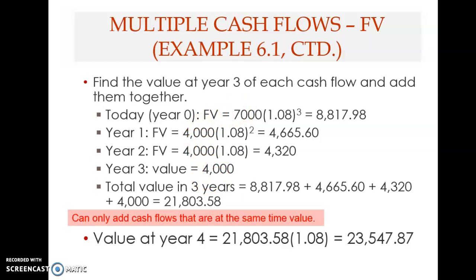You cannot add this 4,000 with this 7,000, because this 7,000 is the value at time 0. This 4,000 is the value at time 1, end of year 1. So you cannot add them across, but you can add these two, because they are all at the same time value. Is that clear? Alright, so we move on. This is an important principle. So you need to remember, students, please remember this principle. This is very important.